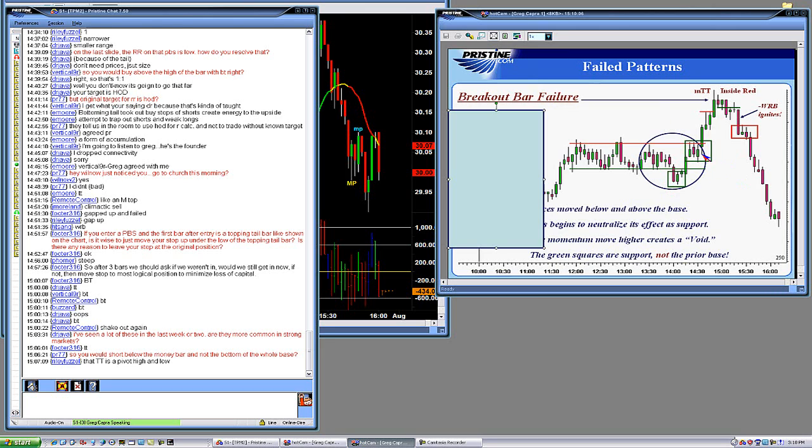This little breakout here, that is how you want to play breakouts out of a base. They consolidate before going higher. Let me get rid of this box here. This little consolidation there.